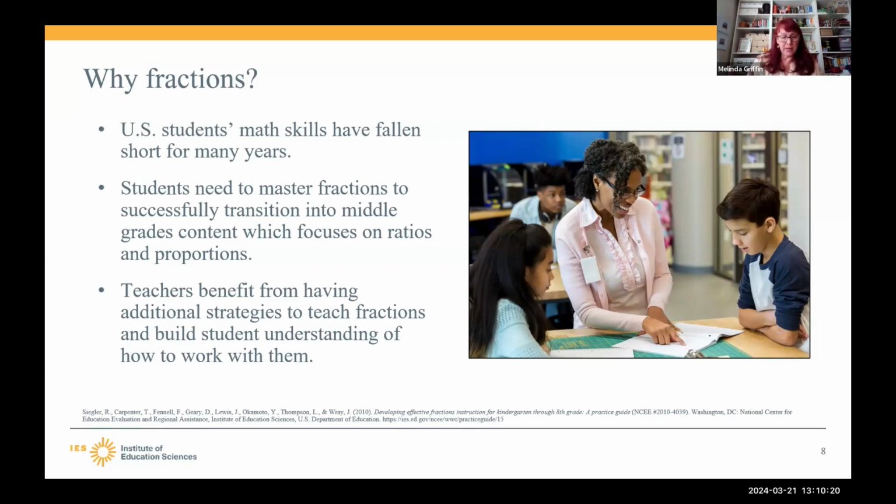We know that visualization is an important tool when learning fractions. And so part of our goal with this toolkit is to give you some tools around that to help your students understand fractions better.